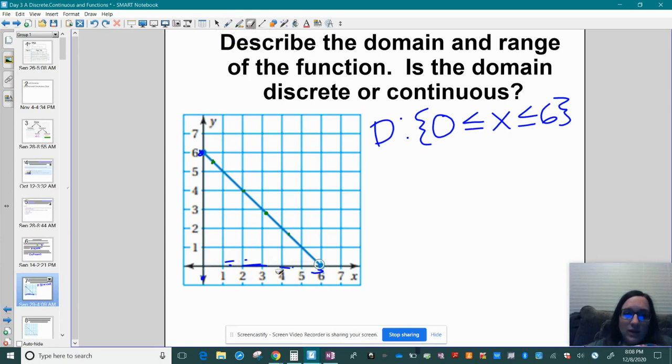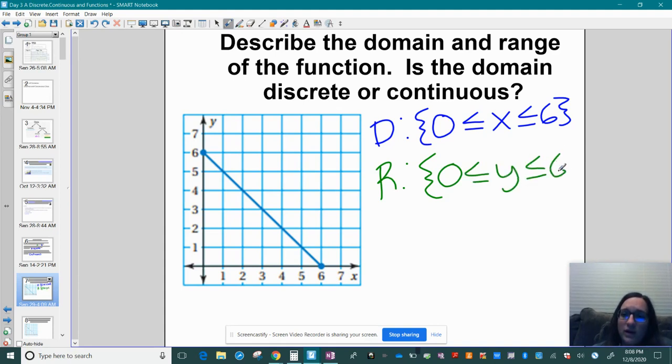The next thing we need to look for is our range, which is our y values, which is going to look very similar. So we have the set of all numbers, if we look vertically here, we're still starting at 0 and we're going up to 6. So it's going to be the same thing. The only difference, since it's our range values, we're looking at our y values are also between 0 and 6.